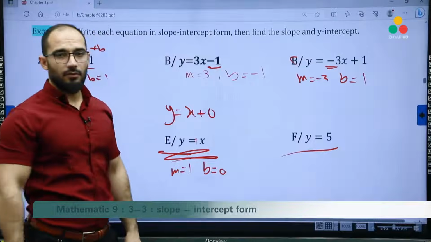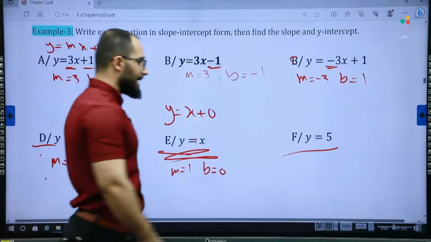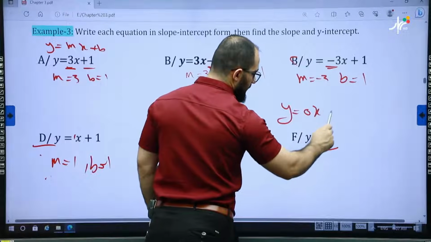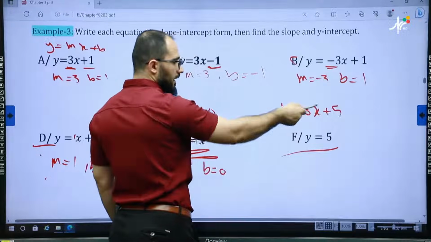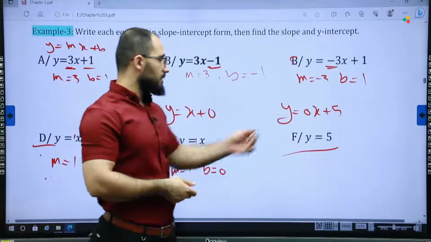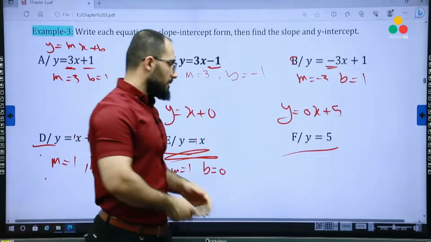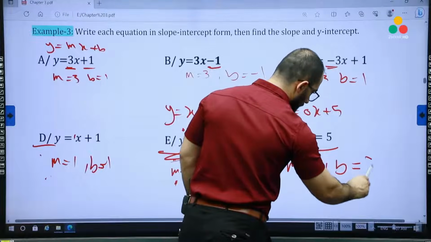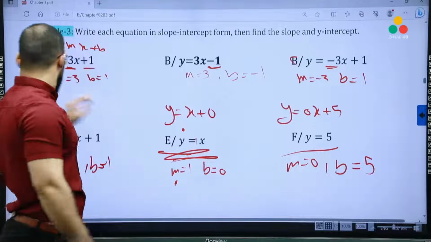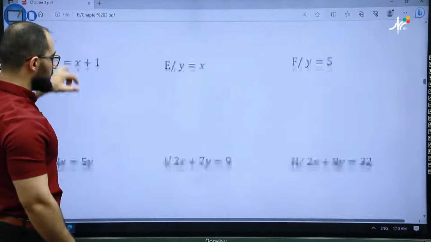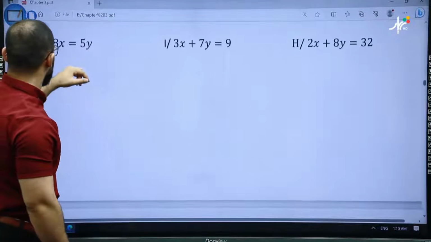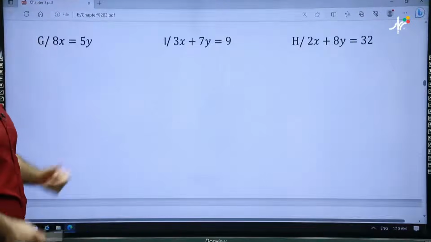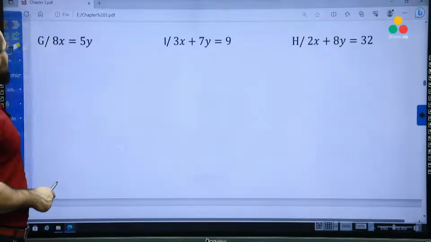What about F? Y is equal 5. Again, the main equation was 0x plus 5. You know that 0 times any number is going to be 0. That's why we didn't write 0x. Then m is equal 0 and b is equal 5. Okay? Then we have some equations. If you check them, none of them are written in the form y is equal mx plus b.